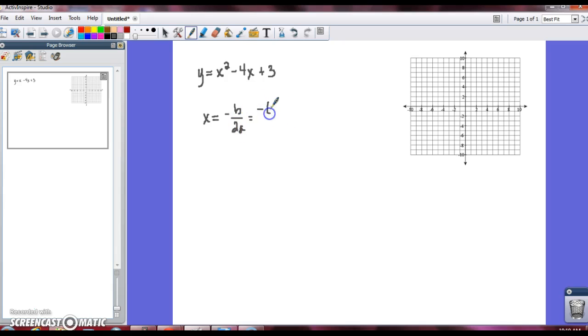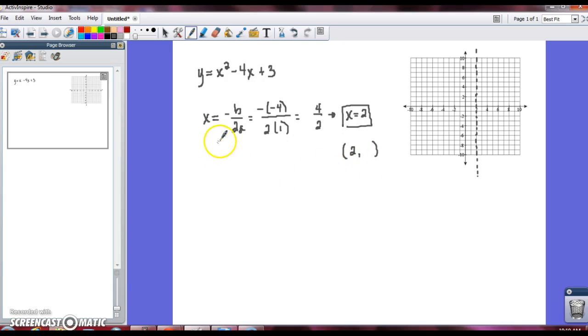So in this case that would be negative negative 4 over 2 times 1. That would be 4 over 2, and that would be x equals 2. That is our axis of symmetry, and it's also the x-coordinate of our vertex. So at 2 on the x-axis, you would have a vertical line, and that is your axis of symmetry.